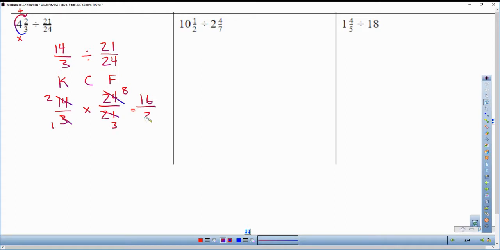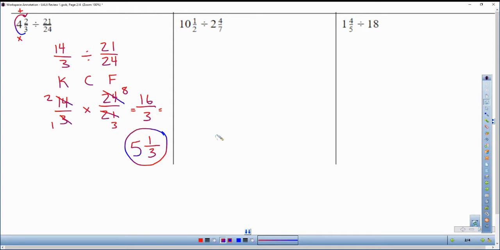2 times 8 is 16. 1 times 3 is 3. 3 goes into 16 five times, because 5 times 3 is 15. To get to 16, you would need one more, and we're going to keep the denominator. So it would be 5 1/3. To check that, 3 times 5 is 15, plus 1 is 16, 16/3. The answer would be 5 1/3.